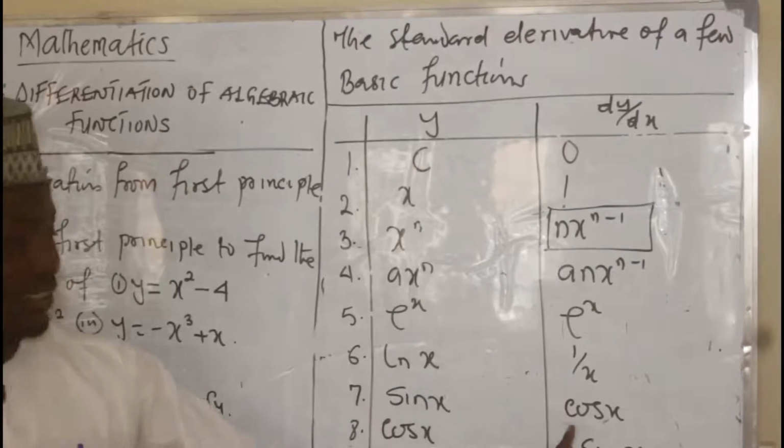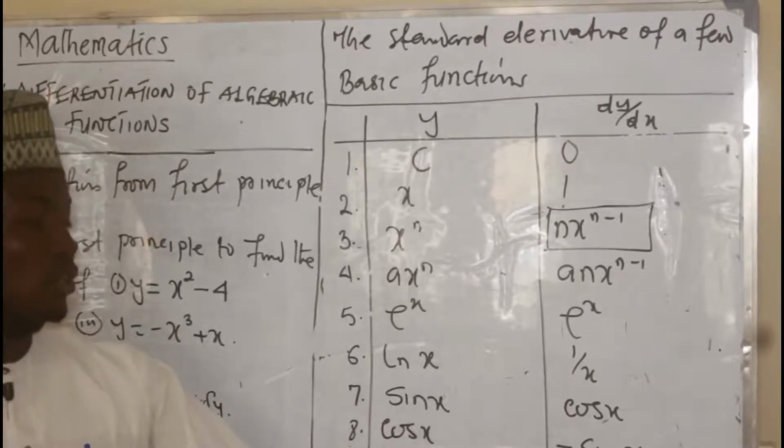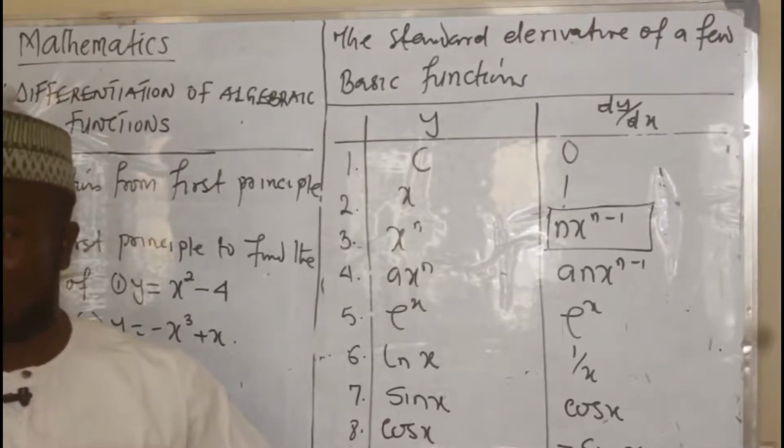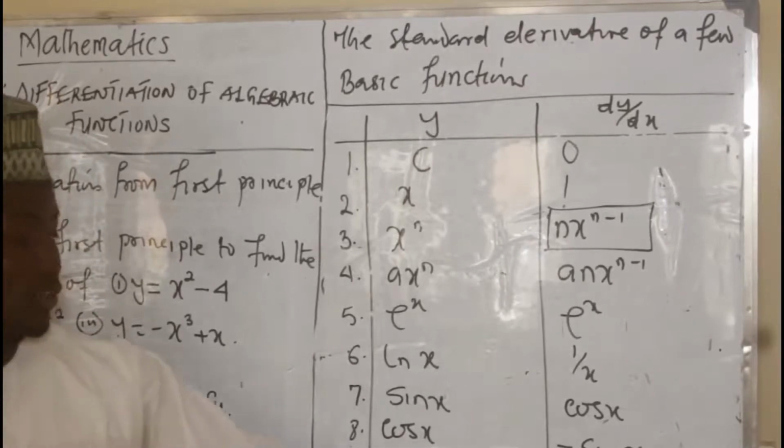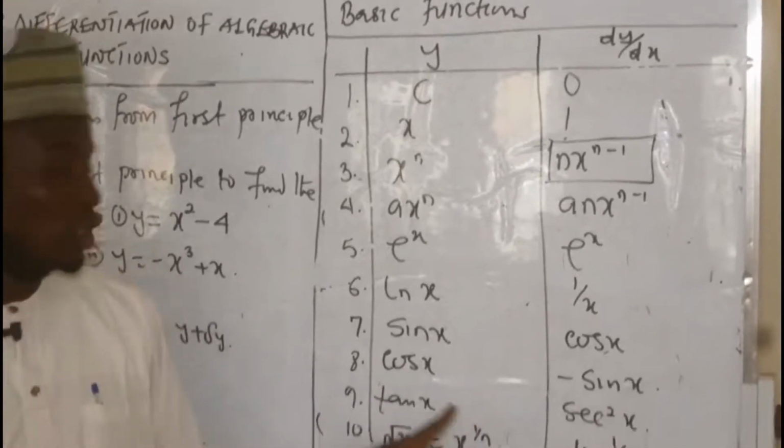Then sin x is equal to cos x. Then cos x is equal to minus sin x. I hope you are getting it. So tan x is equal to sec square x. The differentiation of tan x is sec square x.